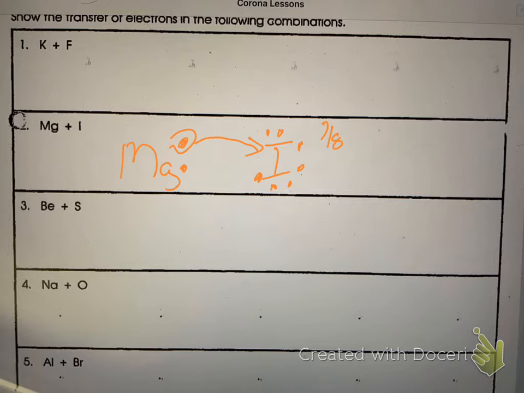But magnesium isn't going to be happy with giving away just 1. So it's got to give that electron to somebody else. This iodine won't take it, but a different iodine will. So one of these electrons comes to this iodine, and the other magnesium electron comes to this iodine. So let's take a look at that. We've got 1 magnesium and 2 iodines. So MgI2.